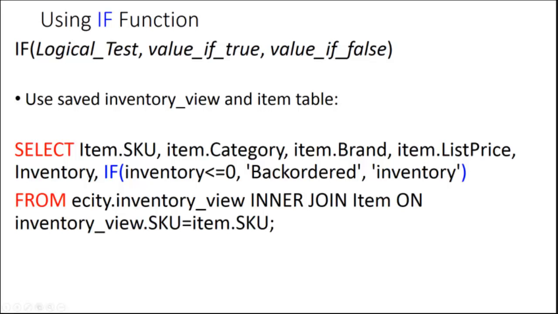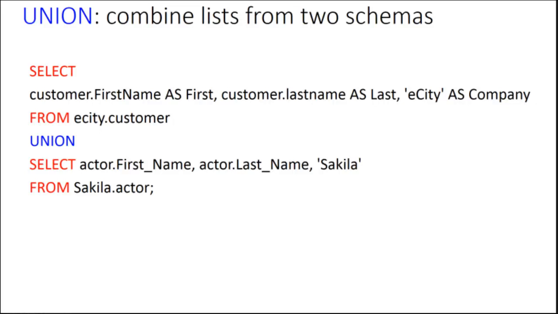Here we need to use an if function. If inventory is less than or equal to 0, return backordered, otherwise return inventory. Union queries are used for combining lists from 2 schemas. Of course, we can use them to combine values from the same schema, same database, but when we're going to combine values from 2 schemas, it's very handy.